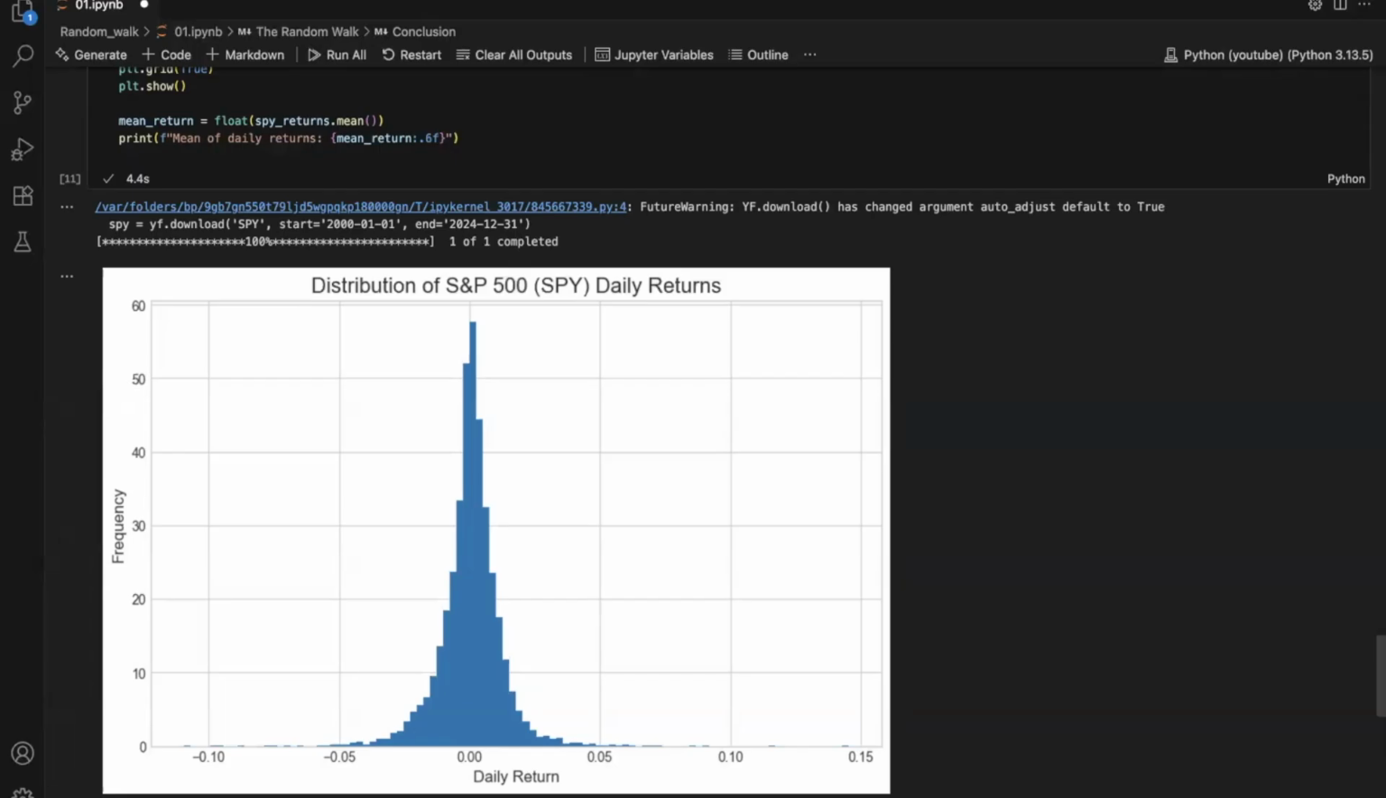Looks familiar, right? The distribution is sharply peaked around the mean, which is very close to zero, just like the distribution of steps in a random walk model. This shows that on any given day, the stock market is almost equally likely to go up or down, which is strong evidence consistent with the random walk hypothesis.